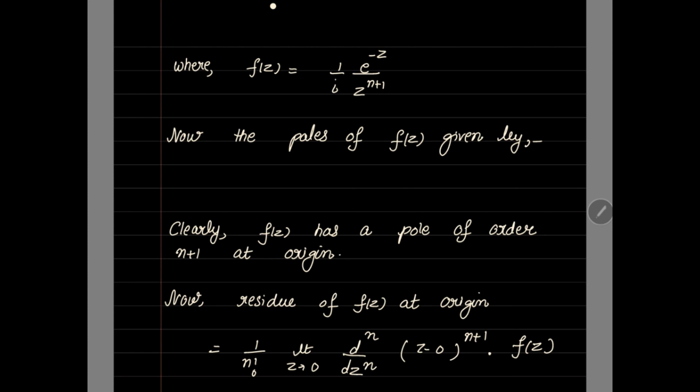Very fine. Now the poles of the function are given by taking the denominator equal to 0. So the denominator is z to the power n plus 1. This should be equal to 0, and I get z equal to 0 how many times? n plus 1 times. So z equal to 0 is a pole of order n plus 1. So clearly this function has a pole of order n plus 1 at the origin. Now to calculate the residue, again I need to apply the formula. So this is 1 over n factorial, limit z tends to 0, differentiating n times, z minus 0 to the power n plus 1 f of z.